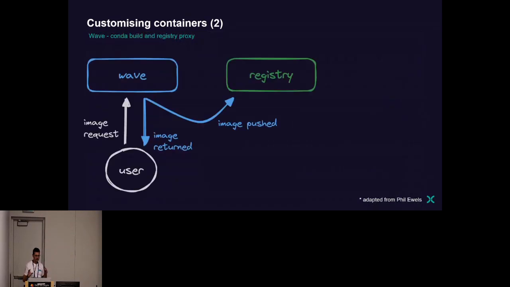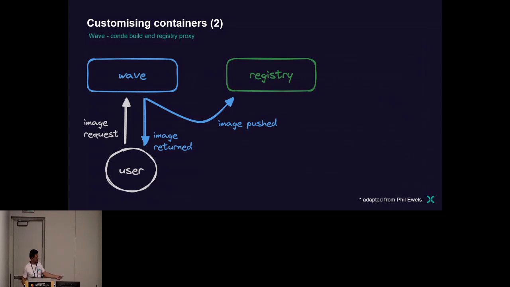Wave is a sort of intermediary between the user and a container registry. It builds containers on the fly, meaning that you can pass a Wave command inside a Docker run command. And Wave is capable of building a container for you very, very quickly, starting from Conda packages, for example. It's the engine behind the Seqera container that I just showed.